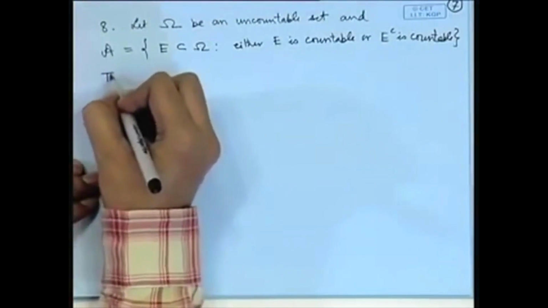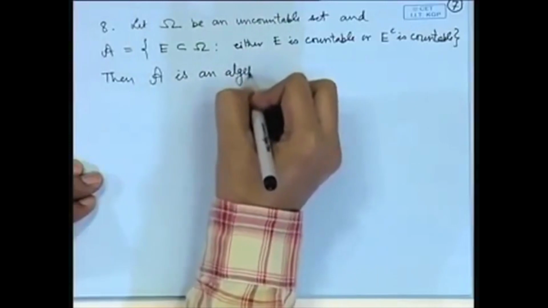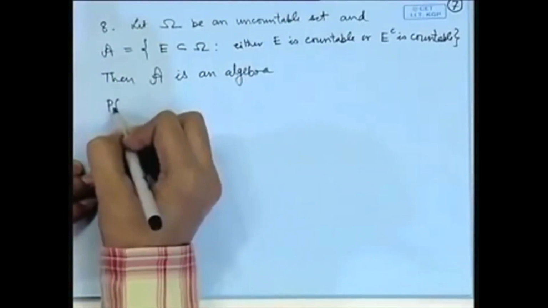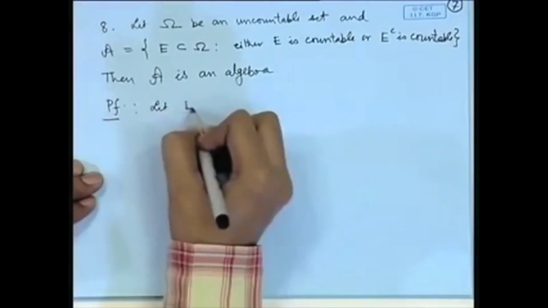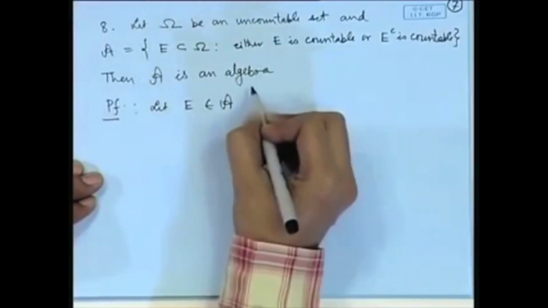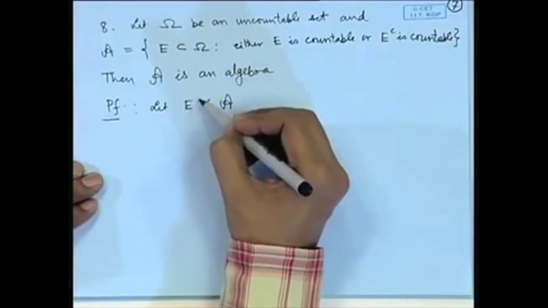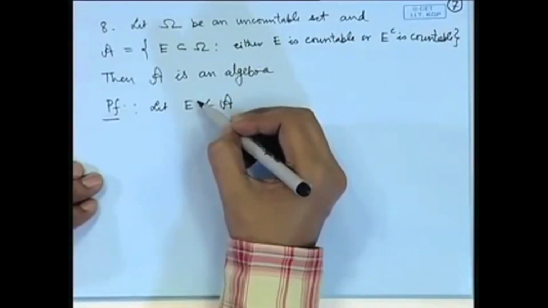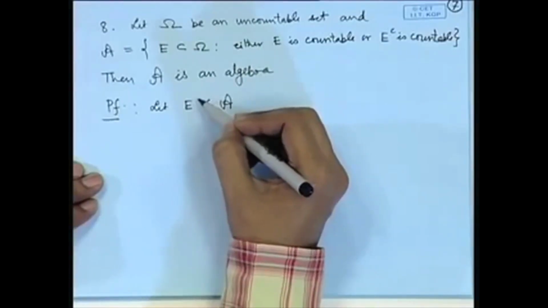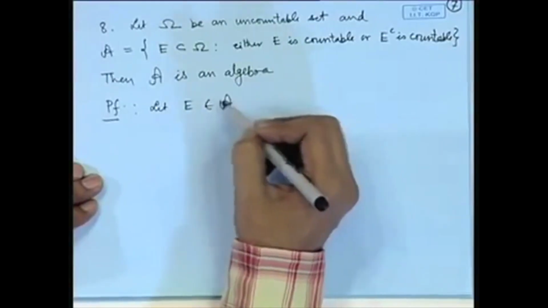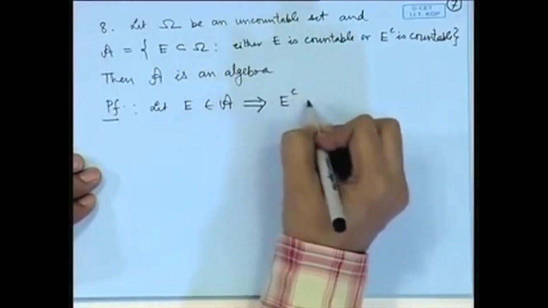Then the claim is that A is an algebra. To look at a proof of this statement, let us see. Suppose I consider E to be in A, then by the definition of the class, either E is countable, then if I look at E complement, the complement of that is countable. If E is uncountable, that is E complement is countable, then E complement will satisfy the same property. Therefore, this implies that E complement belongs to A.